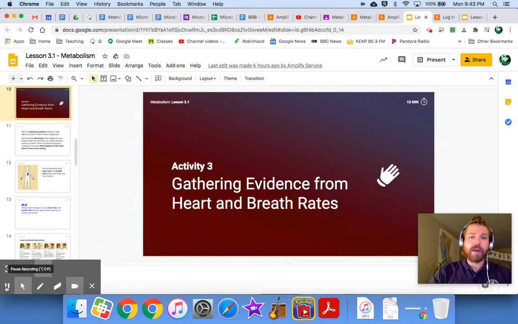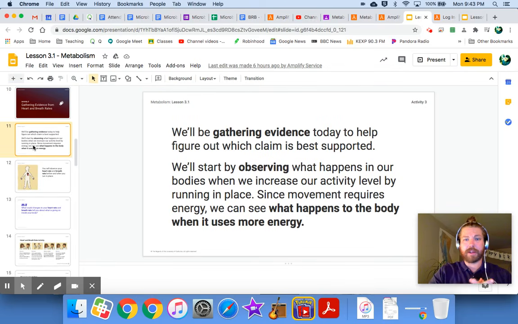Hey, activity 3, we get up and we get to move around. So this will be fun. We're going to gather evidence from our very own heart and breathing rates. And we got a little activity where we're going to try to increase our heart rate and our breathing rate. We'll be gathering evidence today to help figure out which claim is best supported. We'll start by observing what happens in our bodies when we increase our level of activity by running in place.